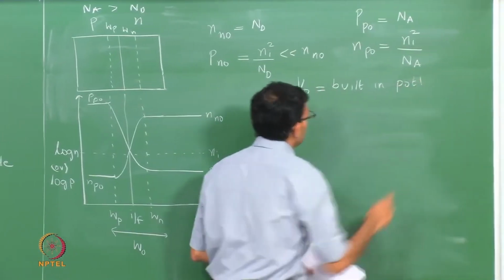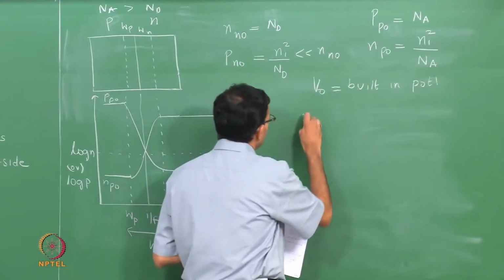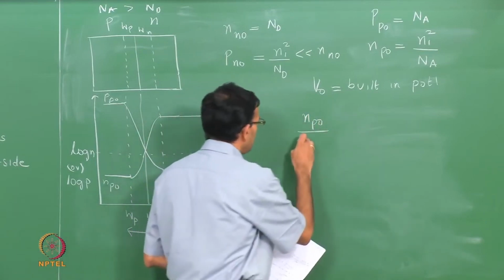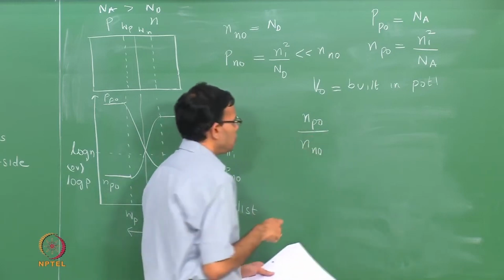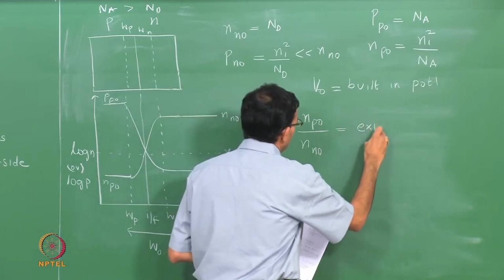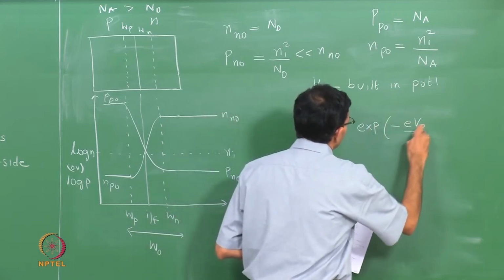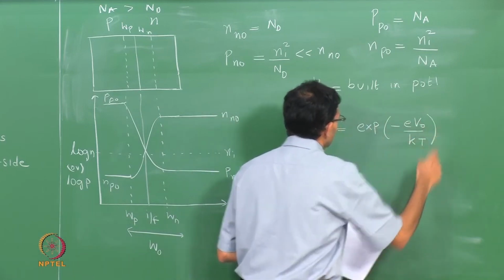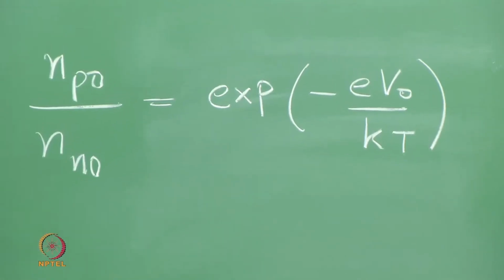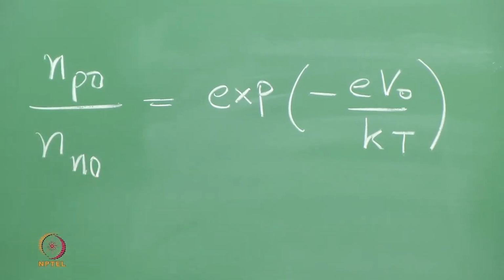it is related to the concentration of electrons on the n and the p side. So, Np0, which is the concentration of electrons in the p side, by Nn0, which is the concentration of electrons on the n side, is equal to exponential of minus eV0 over kT. So, once again V0 represents the barrier that the electrons have to overcome in order to go from the n to the p side.